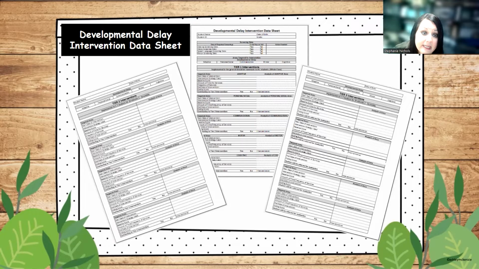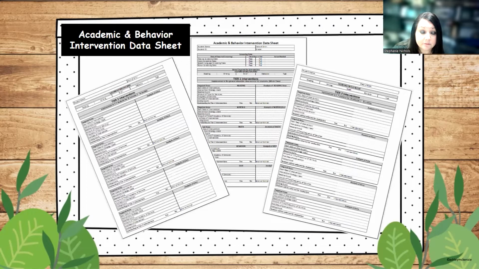And it also has a place on the right, as you can see, for the analysis of that area. It's a place for teachers just to jot down their quick notes. The intervention was successful, but we need to move on to the next one, or no, the intervention was not successful. These other strategies may need to be implemented next to ensure the student's success.